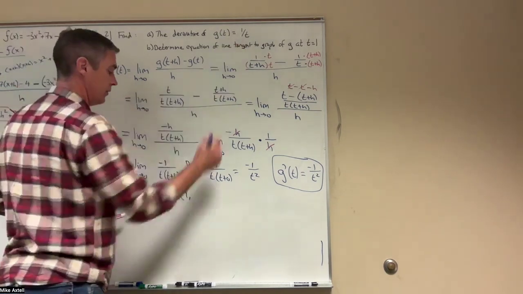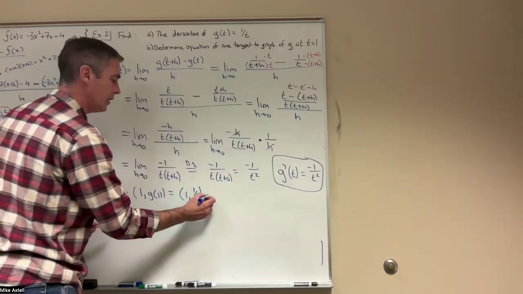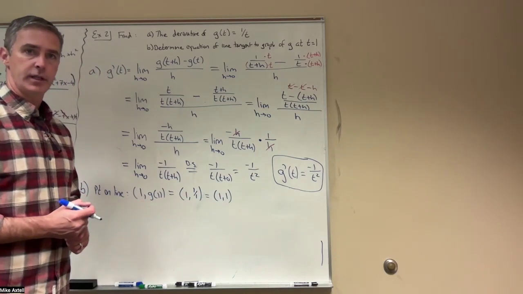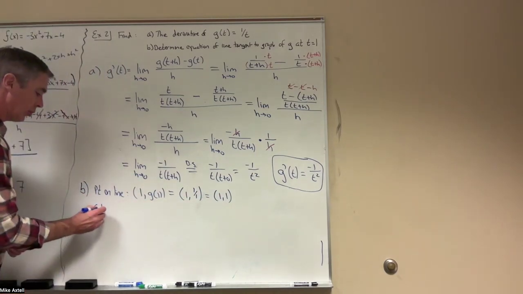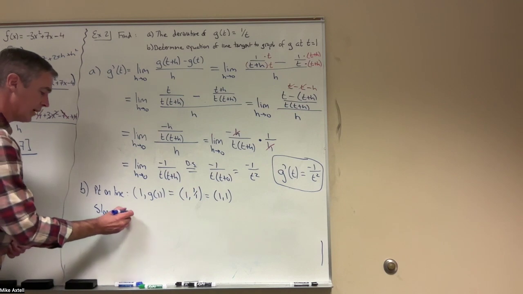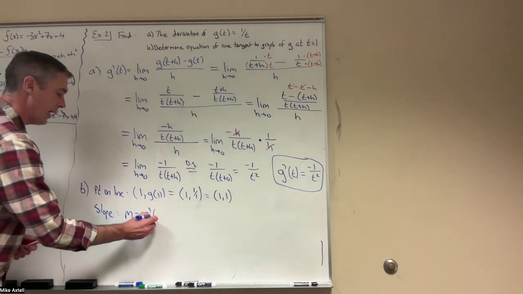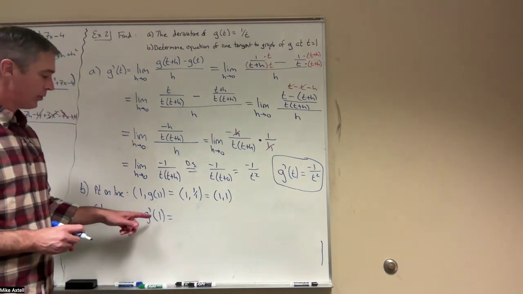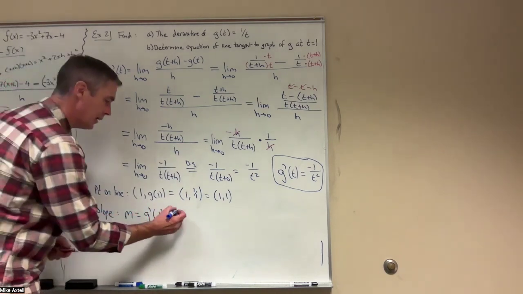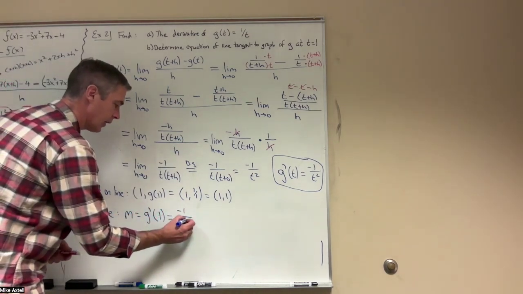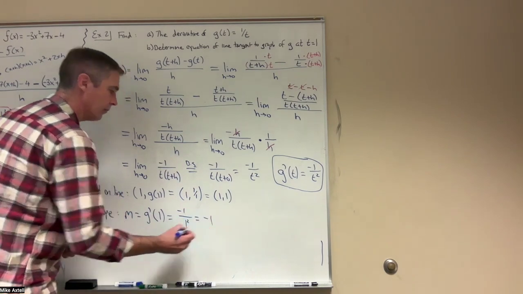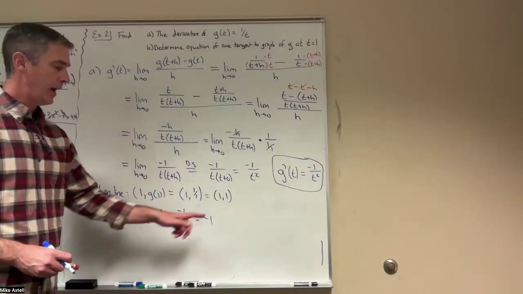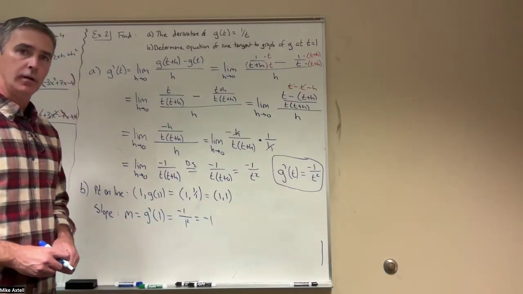And g of 1 would be 1 divided by 1. So I have the point 1 comma 1. Okay, so there's the point on my tangent line. I also need the slope. So my slope is my derivative. And I'm after my derivative at a particular x value, x equals 1. So I'm going to plug x equals 1 into my derivative. So that would give me negative 1 over 1 squared, which is negative 1. So my tangent line has a slope of negative 1, and it passes through the point 1 comma 1.